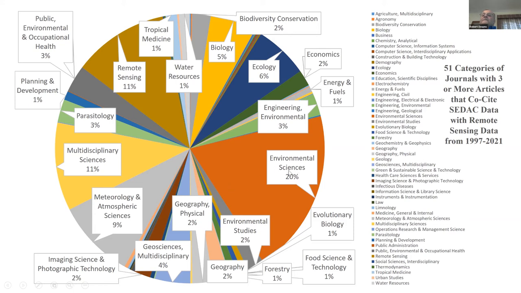Here again, we can see environmental sciences and meteorology and ecology and remote sensing all represented highly, as expected. But we also see fields like biology and the multidisciplinary sciences, parasitology, et cetera, in here. As well as public environmental and occupational health and planning and development, imaging sciences, et cetera. So it gets a bit interesting as we start to look at all of these different disciplines that are represented.